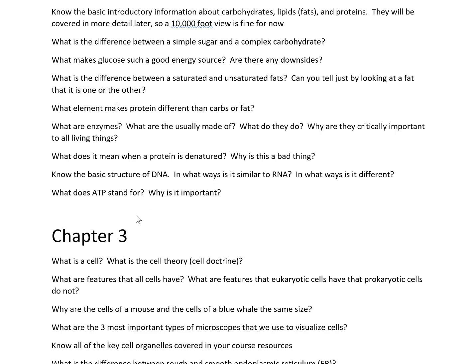All right, know the basic structure of DNA. In what ways is it similar to RNA? In what ways is it different? All right, so DNA and RNA are both built from nucleic acids. They both have a sugar phosphate backbone.